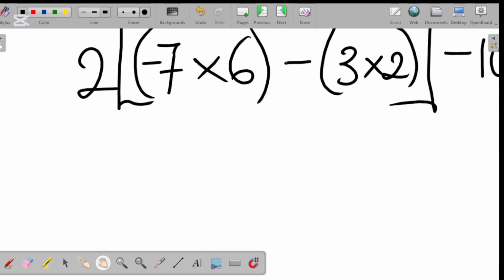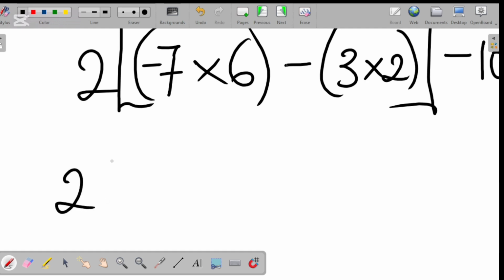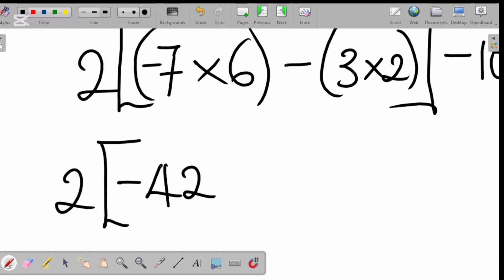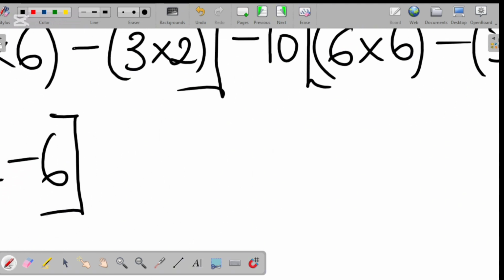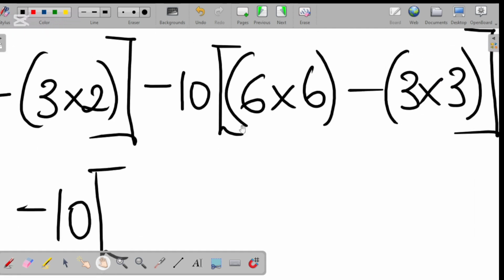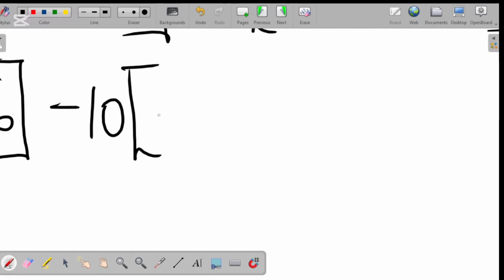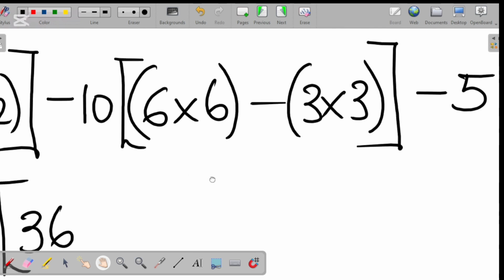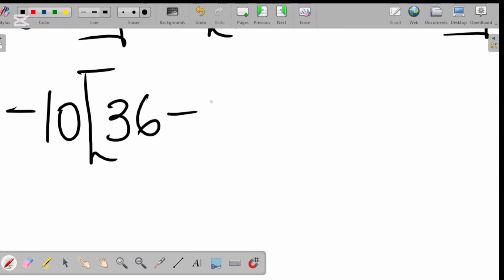All right, so let's now proceed. So we have here 2, open bracket, negative 7 multiplied by 6 gives us what? It gives us negative 42. 3 multiplied by 2 gives us 6, so we have minus 6. All right, so we have here negative 10. 6 multiplied by 6 is 36. So we have 36. 3 multiplied by 3 is 9. So we have minus 9.